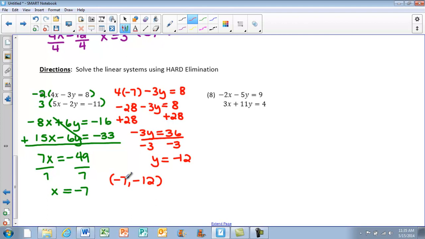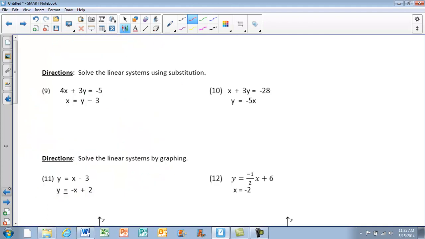Okay, let's flip the page and we're going to continue with the odds here. If you take a look at the next example at the top of the page, we are going to solve using substitution now. So this is where I'm going to find, of these equations, which one has the variable by itself. That's going to be my second equation. And I have x is equal to y minus 3, which means I'm going to plug that in wherever I see the x. So I have 4 times y minus 3 plus 3y equals negative 5.